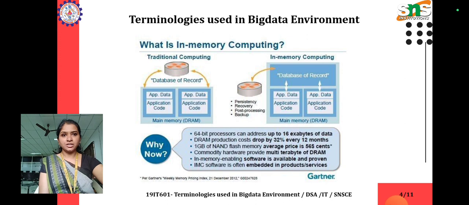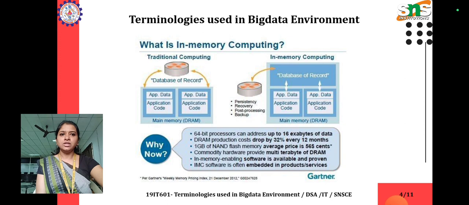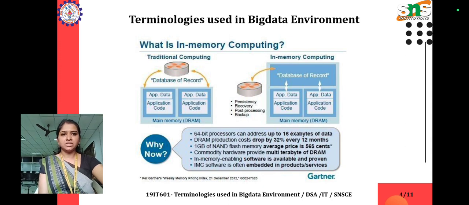And this is the architecture of in-memory computing. In traditional computing, we access the data from the app data or application code, and then the database will store the data, which will be in the main memory. But in in-memory computing, the data will be stored outside the computing, and then the application data and application code will access the database of record, in which it has a persistent recovery, pre-processing and backup of the data which has been stored.